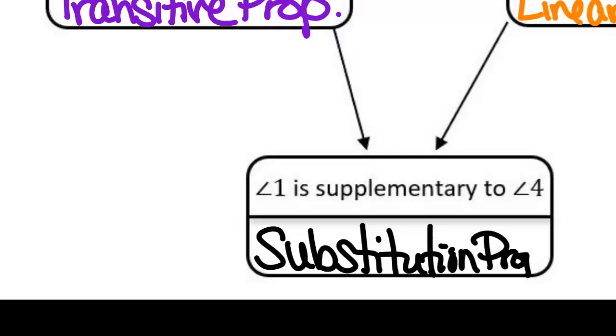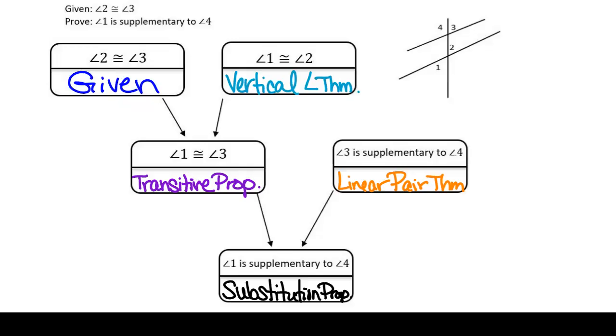That's our substitution property. Fantastic work.